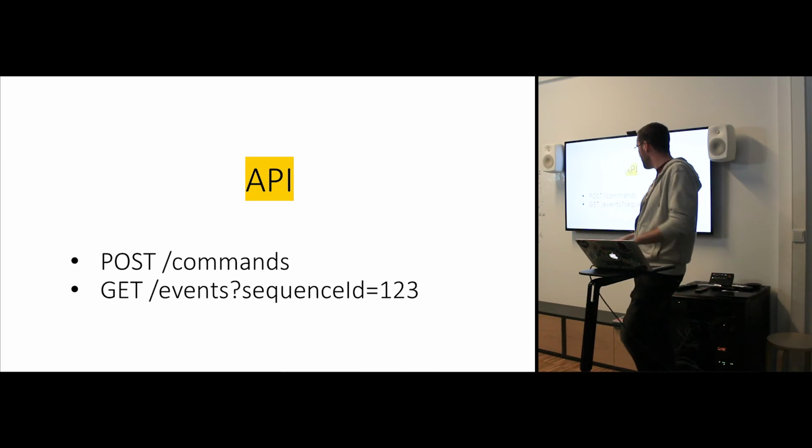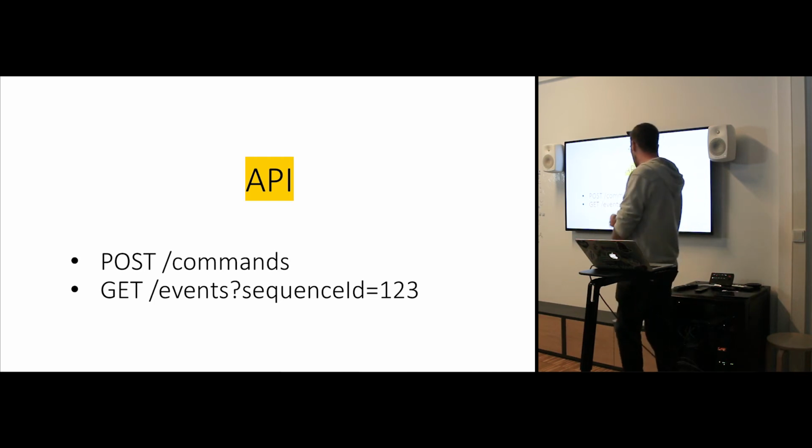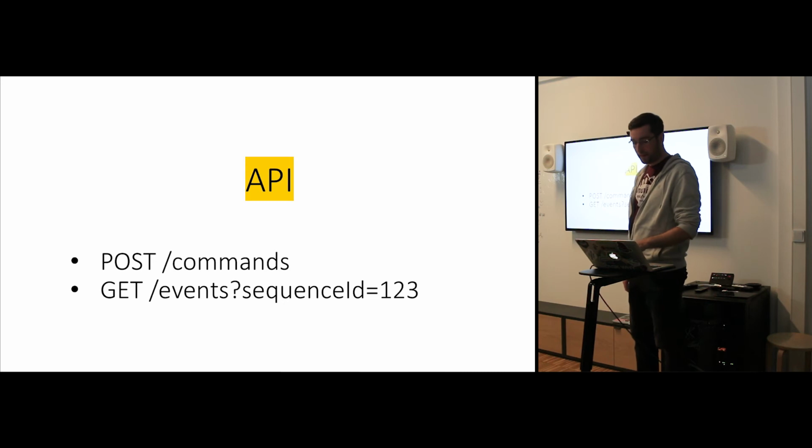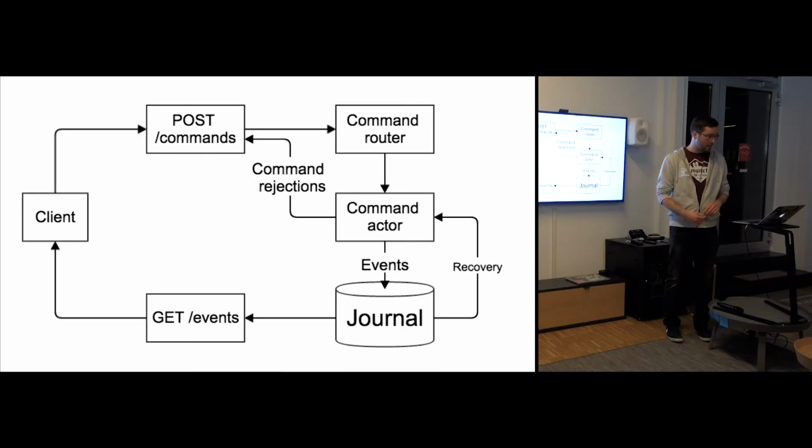We just have a post endpoint where we post in an array of commands, and we have an events endpoint where you get events based on a sequence ID. So you don't get all the events, only the latest ones. Let's look at how it works in a diagram.